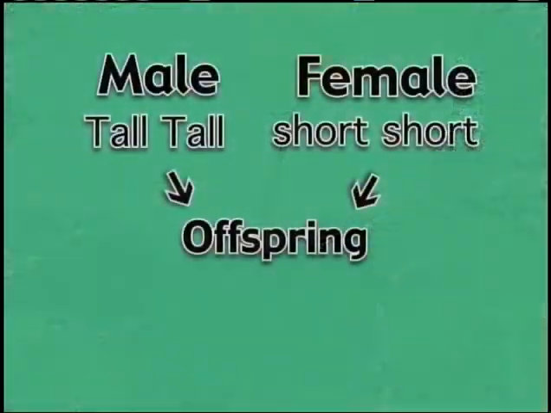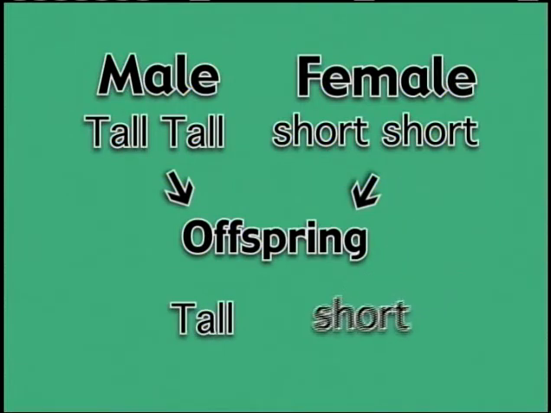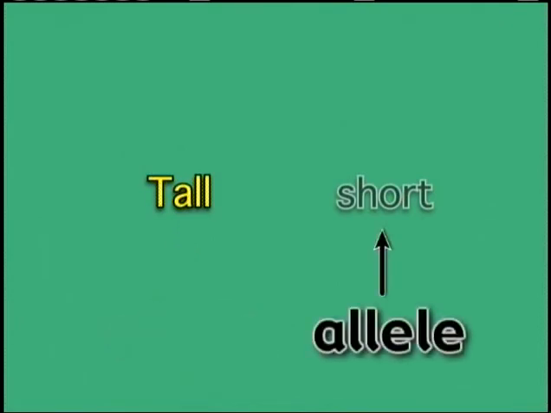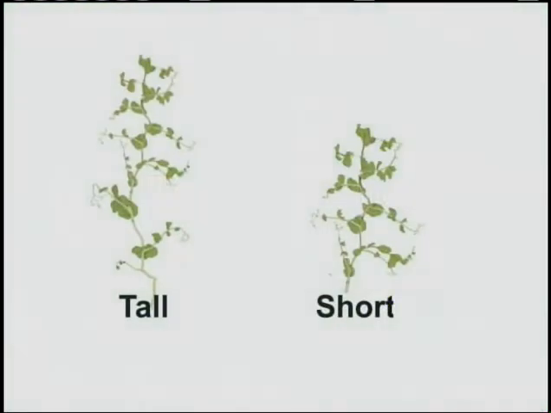Each organism has two copies of each gene, one copy from the female and the other copy from the male parent. The two copies may have different forms. We call different forms of a gene alleles. For example, in pea plants, there's an allele that causes plants to grow tall and another allele that causes plants to grow short. The allele for growing tall is commonly represented by the capital letter T, and the allele for growing short by the small letter t.